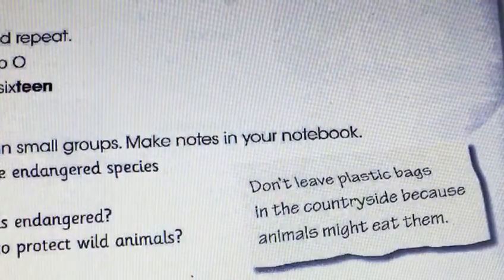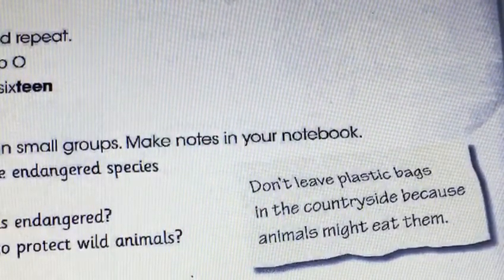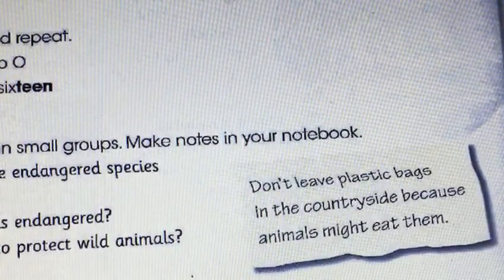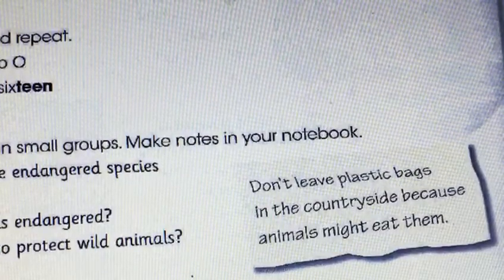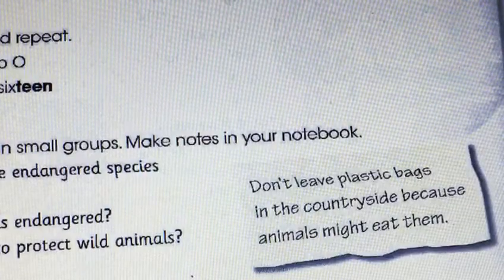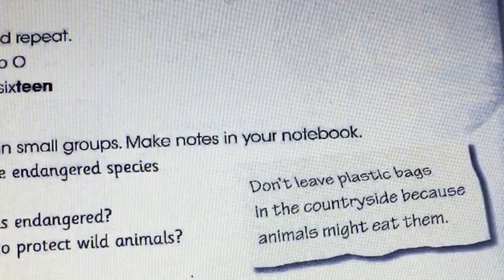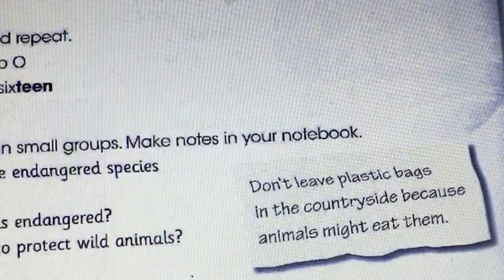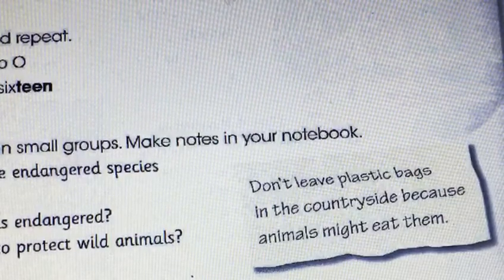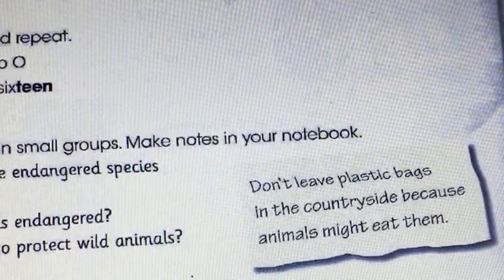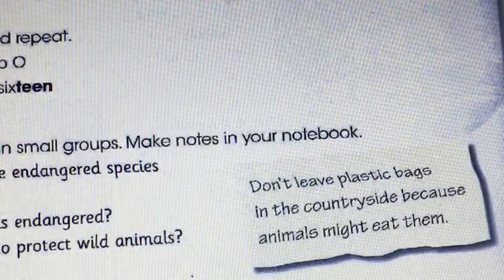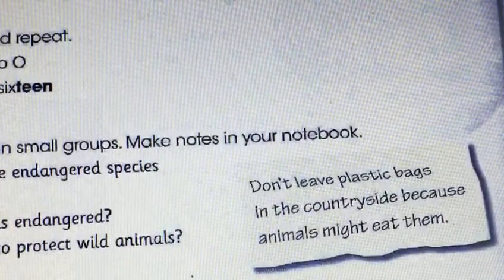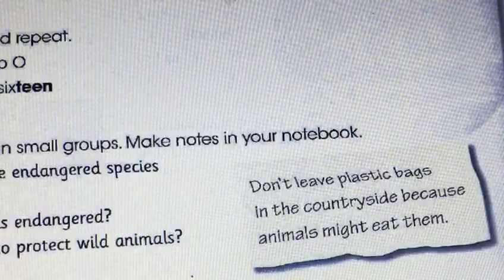Exercise 7. In Exercise 7, my dear students, I want you to pay more attention to this note, or we can say this advice. Don't leave plastic bags in the countryside. Even on the beach, when we go to the beach, we shouldn't leave any plastic bags. Don't leave the plastic bags in the countryside because animals might eat them. Then they will die.